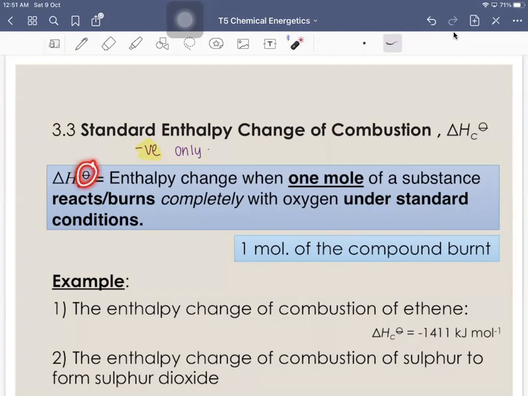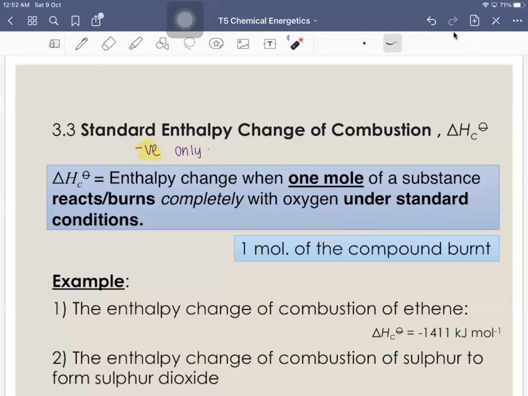That is the symbol for standard condition. Okay. So enthalpy change of combustion is different from enthalpy change of formation because for formation, we make the product to be 1 mole. Whereas for combustion, we need the reactant that reacts with oxygen to be 1 mole. Okay, so it's not the oxygen that is 1 mole, it's not the product that is 1 mole, it is the reagent that burns with oxygen to be 1 mole.